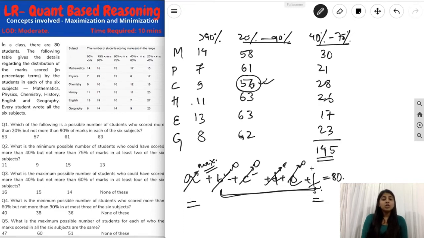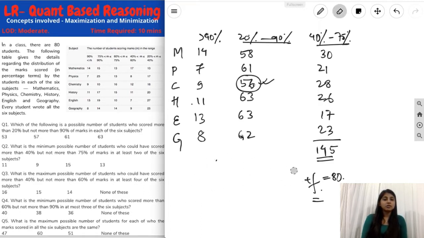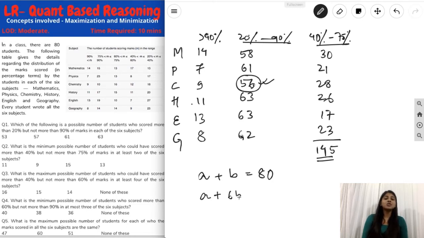So what do we have here? Let's take another equation. Let's say there are only 2 types of students, A who have got in only one subject and B who have got in all 6 subjects in this range. So total A plus B will be equal to 80 because total students are 80, and we can form another equation: A into 1 because just one subject, plus 6 into B. Why 6 into B? Because there are 6 subjects where these B type of students' names will be enrolled. So that is equal to 145. You can solve this simultaneously and you will find the value of B as 13.